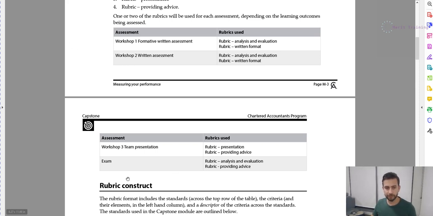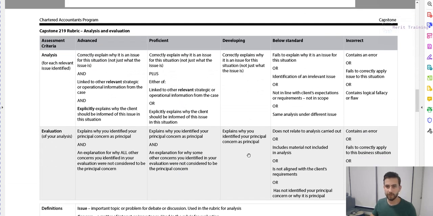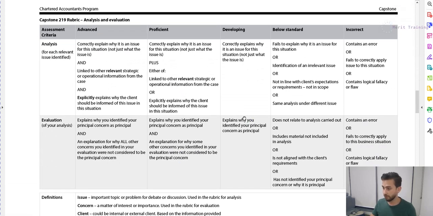The only thing that I want to comment on the rubric for now is making sure that once you get to this final exam section, you understand which rubrics are actually used for marking, because it's a little bit different from the written assessment from workshop 2. As you can see here, the rubric for the exam is analysis and evaluation and providing advice. So if we go down to the rubrics and just check, analysis and evaluation, you would be familiar with this one already because that's the one we used for the written assessment, which is, correctly explain why it's an issue and link it to relevant strategic information, and explicitly explain why the client should be informed, okay?